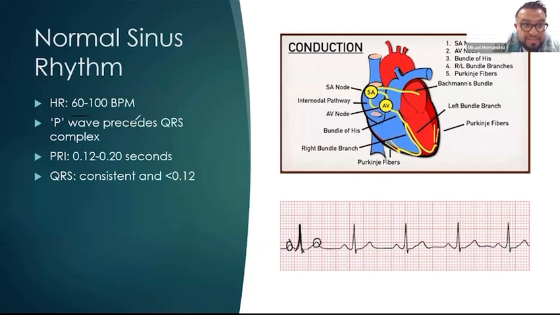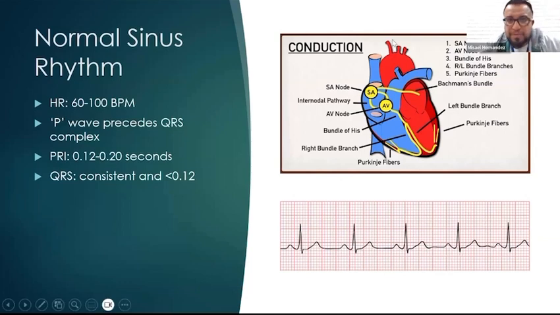It's usually between 60 and 100 beats per minute. The P wave always precedes a QRS. The PR interval between the P wave and the next complex is usually 0.12 to 0.20 seconds. And your QRS is very narrow, usually less than 0.12 seconds. All these elements here constitute normal sinus rhythm. Let's talk about some abnormal ones now.